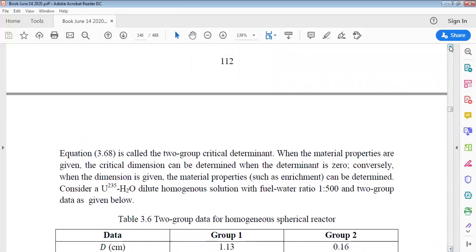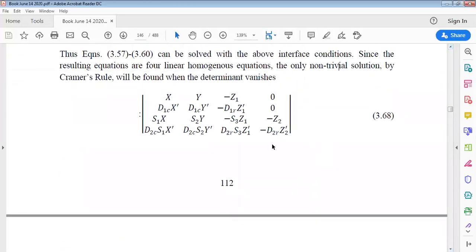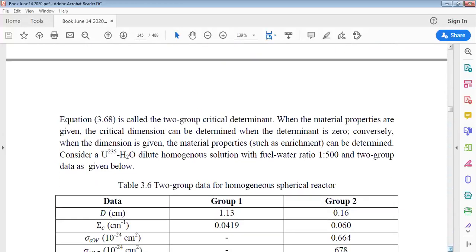Now I'm just going to show you how we solve for the determinant of this to be zero. Look at 368. These are functions x, y, z1, and z2. X prime, y prime, z1 prime are derivatives of cosine or sine or cosine hyperbolic or sine hyperbolic, and they're evaluated at the interface. So either you know the size of your system and you find the composition, or you are given the composition and you find the size at which this determinant becomes zero. So this determinant is useful.